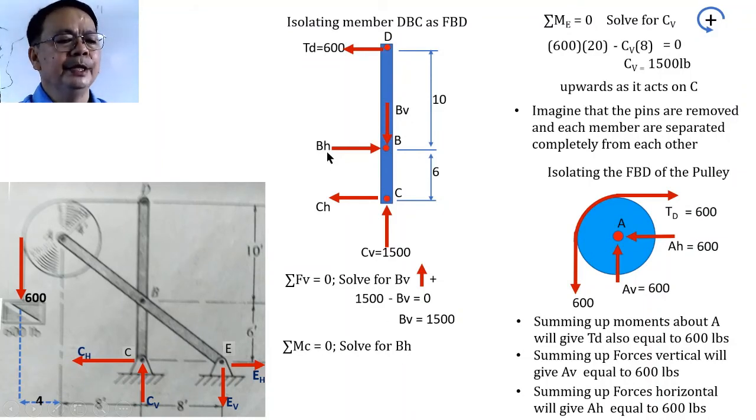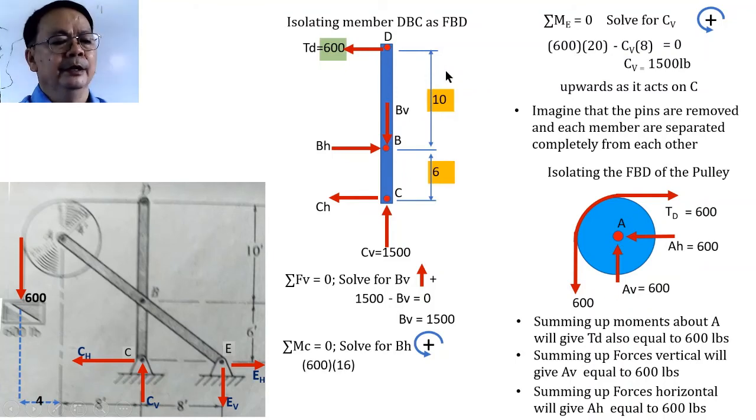Now, if we're going to solve for B sub H, we try to eliminate the other unknowns, so we take the moment summation about C, and we consider the counterclockwise direction as positive. Now, what are the moments about C due to all these forces? The moment due to the 600 will have a moment arm equal to the sum of 6 and 10, and will be producing a counterclockwise moment.